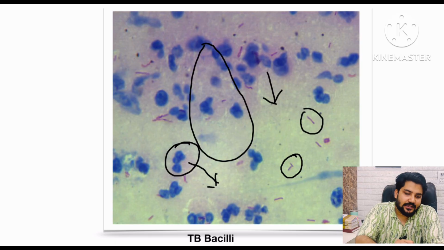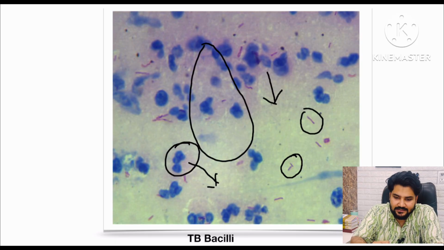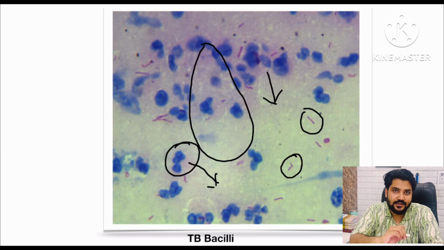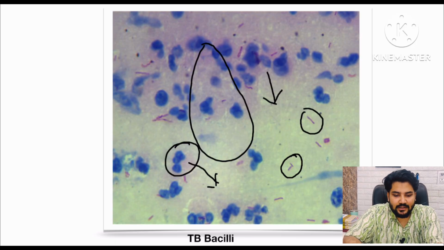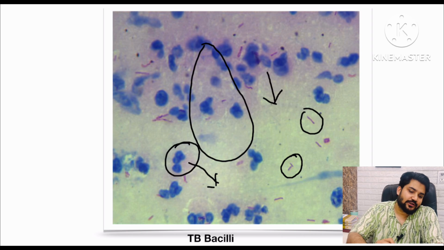Okay, so these are your acid fast. So look at these aspects, look at these bacilli. This will be red or pink. Look at this one, this is the specific beaded one. So this is the second slide showing the bacilli.